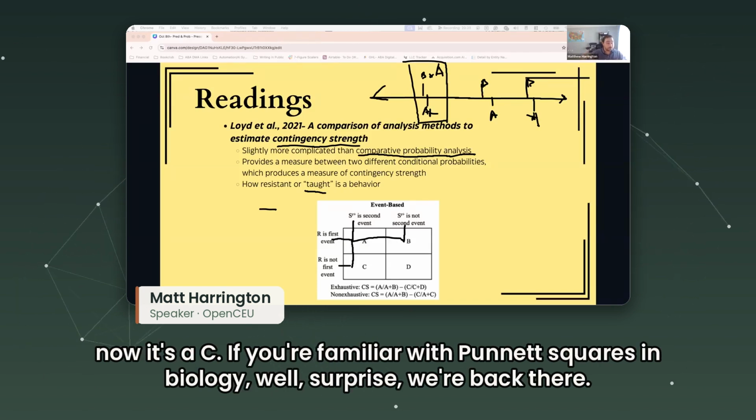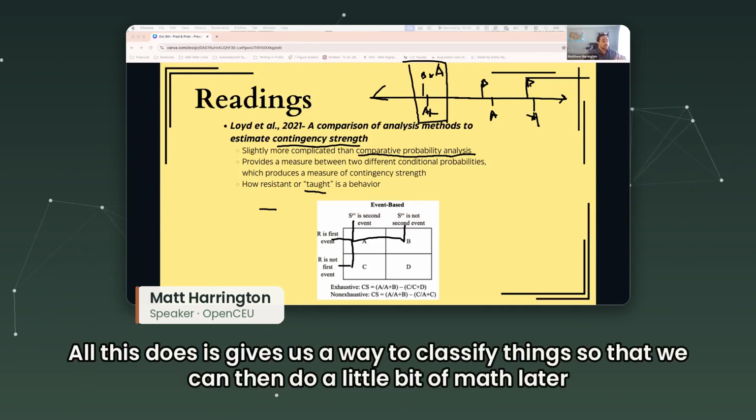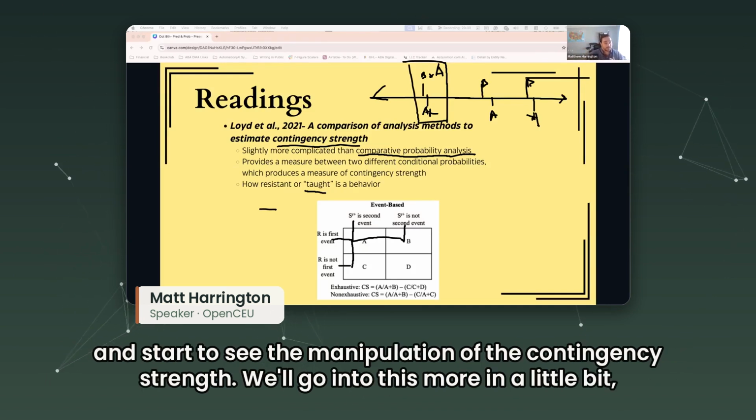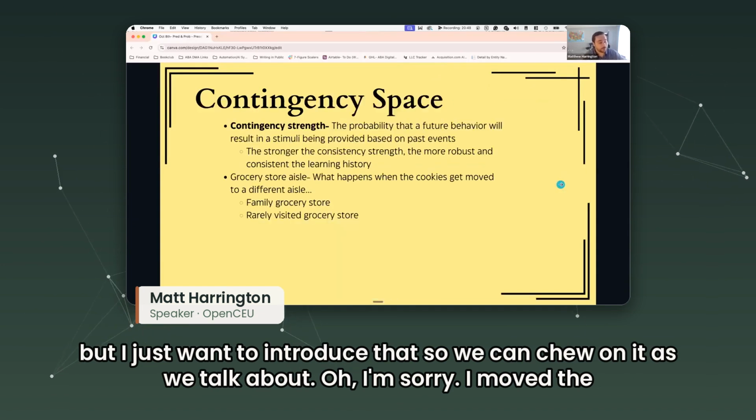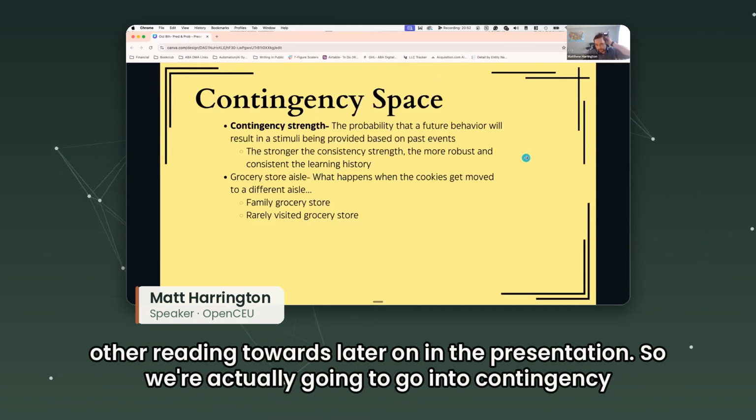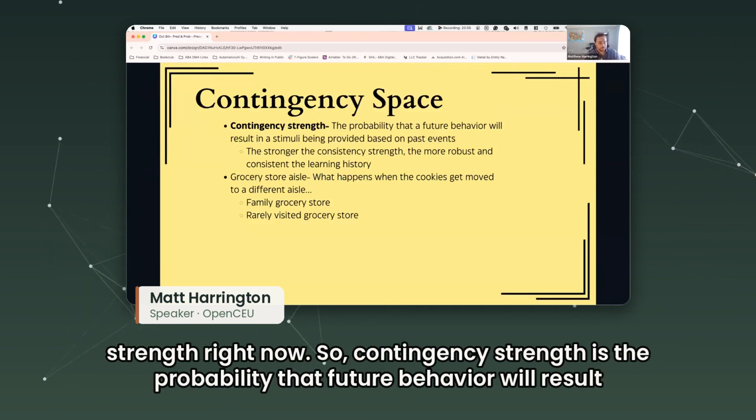If you're familiar with Punnett squares in biology, well, surprise, we're back there. All this does is give us a way to classify things so that we can then do a little bit of math later and start to see the manipulation of the contingency strength. We'll go into this more in a little bit, but I just want to introduce that so we can chew on it as we talk about. Oh, I'm sorry. I moved the other reading towards later on in the presentation. So we're actually going to go into contingency strength right now.